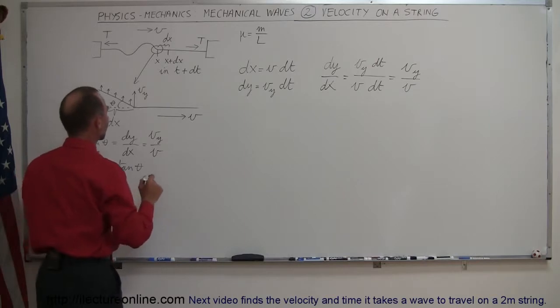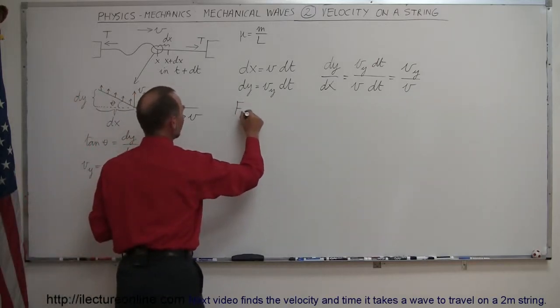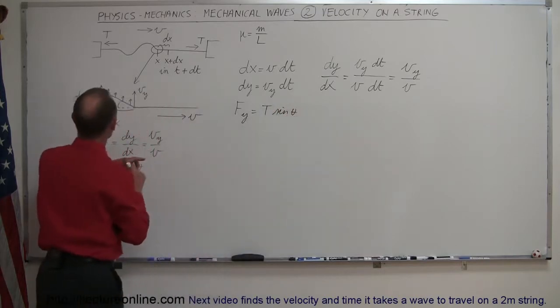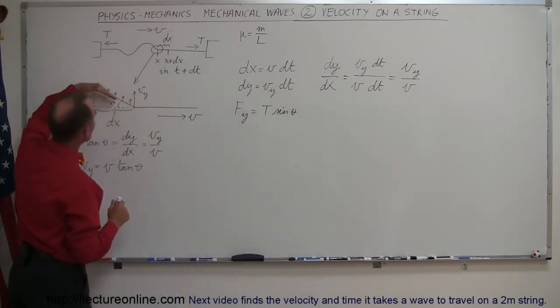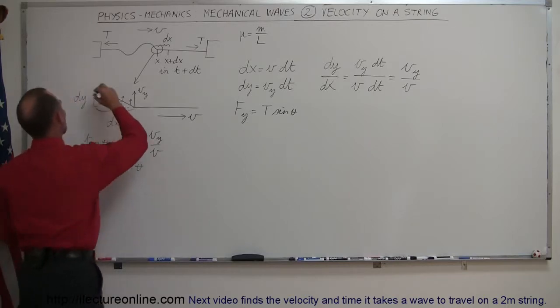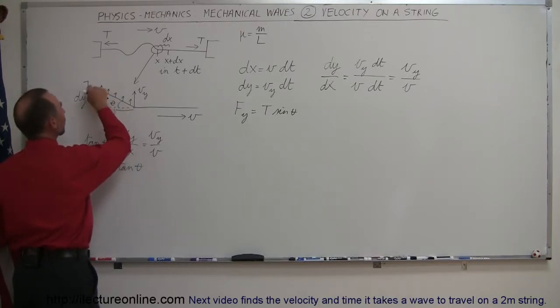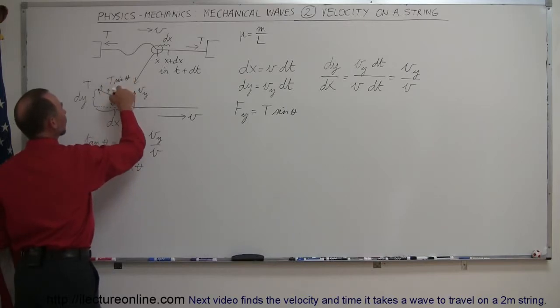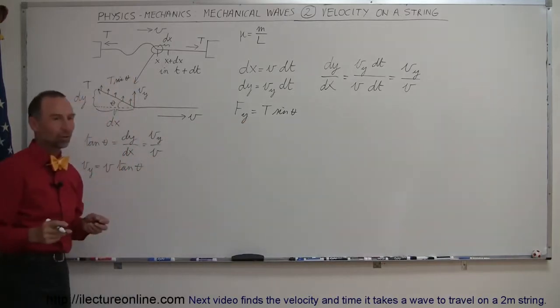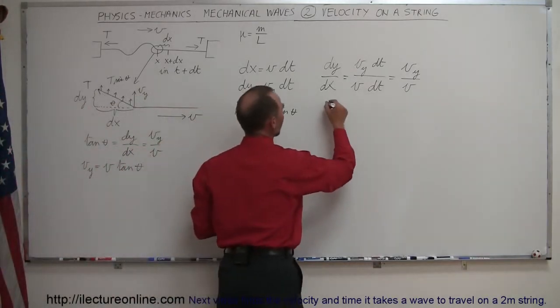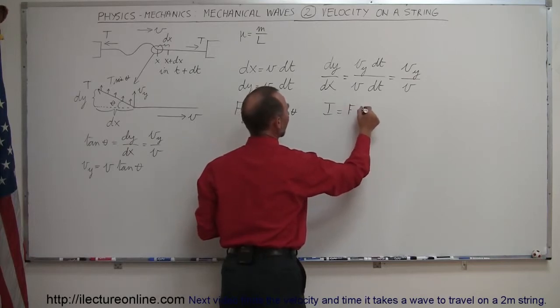So we can say that the force in the y direction is equal to the tension times the sine of theta. Notice, of course, that the tension will be going along the string in this direction. So the tension will be like this. Tension, this is angle theta. So the tension in this direction is the sine component of the tension. So this will be tension times the sine of theta, which is therefore the force in the y direction. Now, the impulse can be defined as force times time.